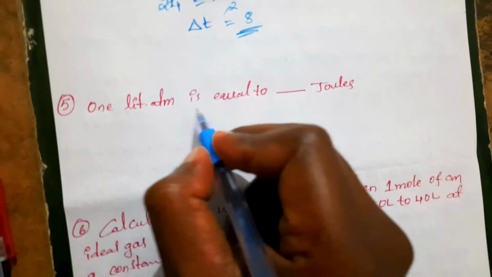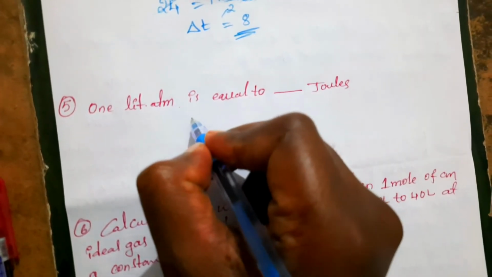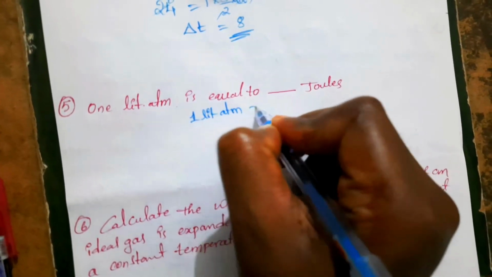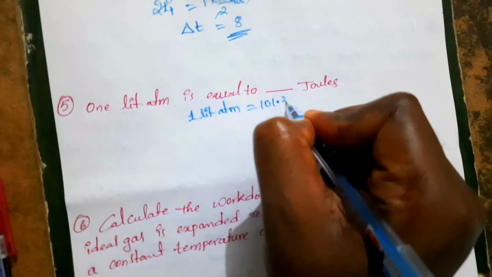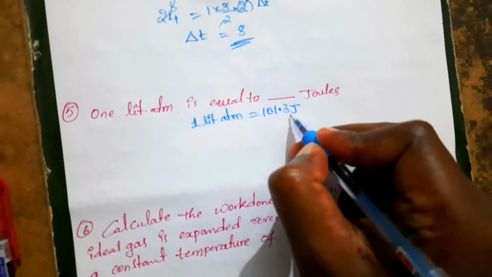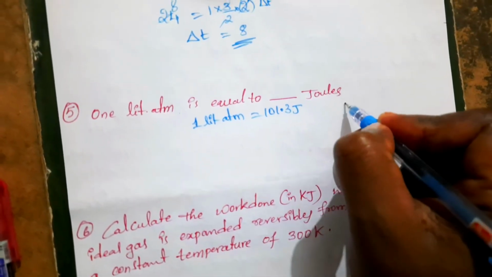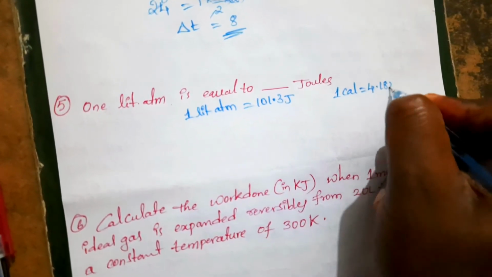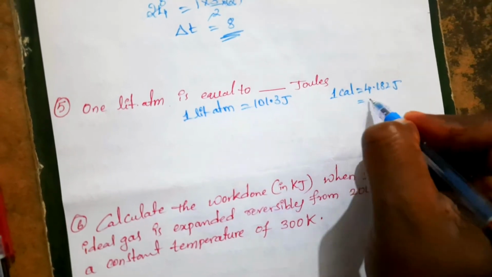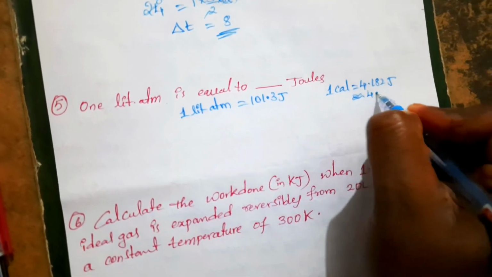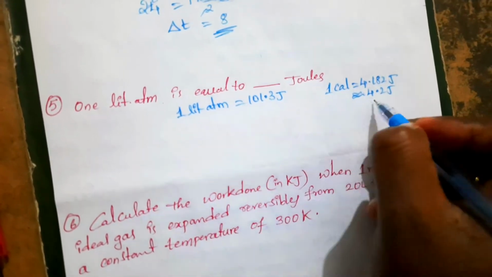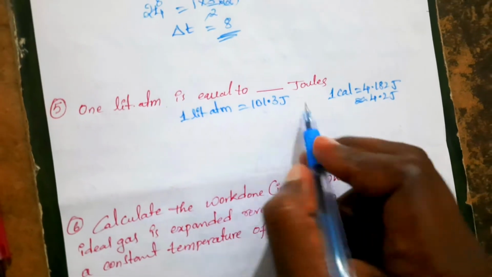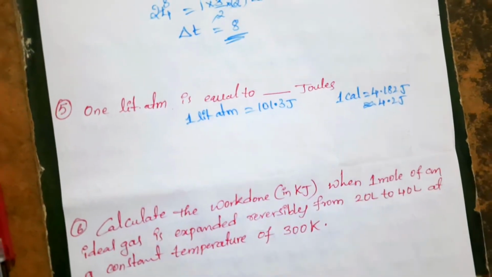Now the next one: 1 liter atmosphere is equal to how many joules? Just now I told you, 1 liter atmosphere is equal to 101.3 joules. If you want to convert joules into calories, we know that 1 calorie is equal to 4.182 joules, or simply take it as 4.2 joules. So if you want to calculate in calories, divide by 4.2, then you will get it in terms of calories also.